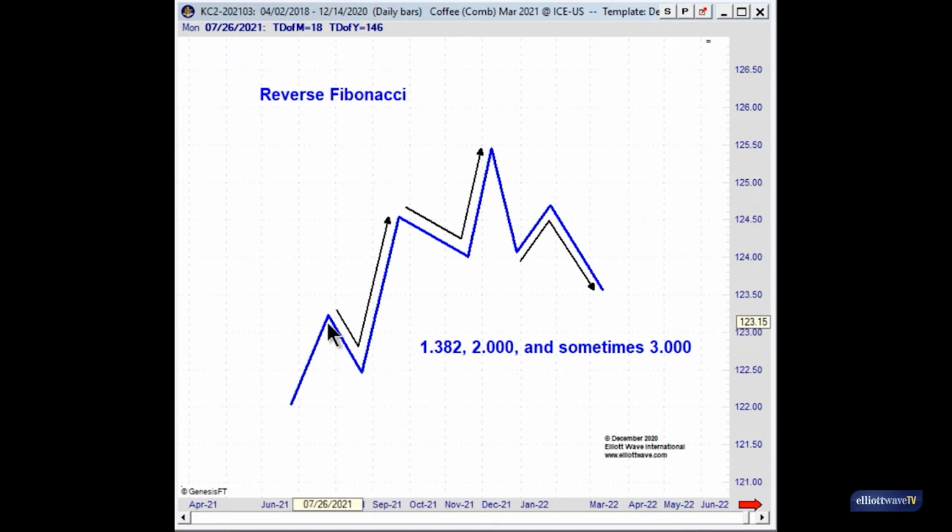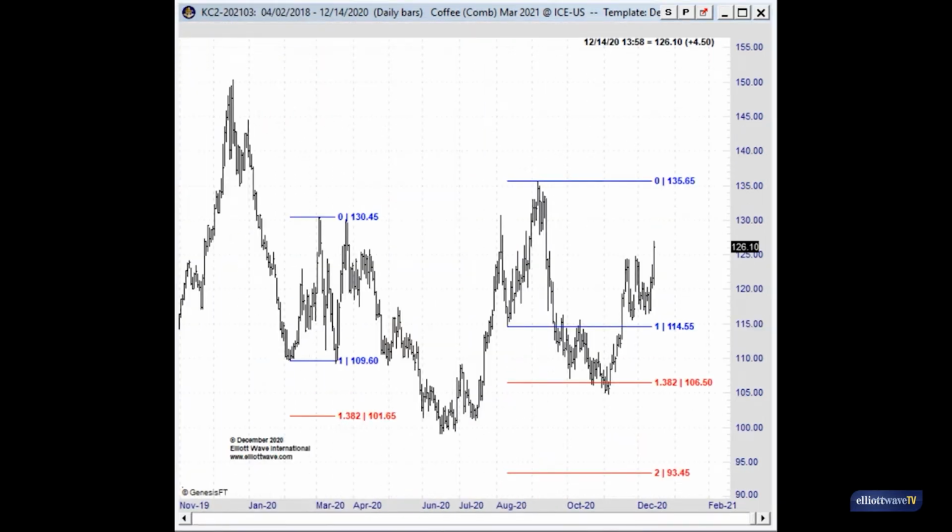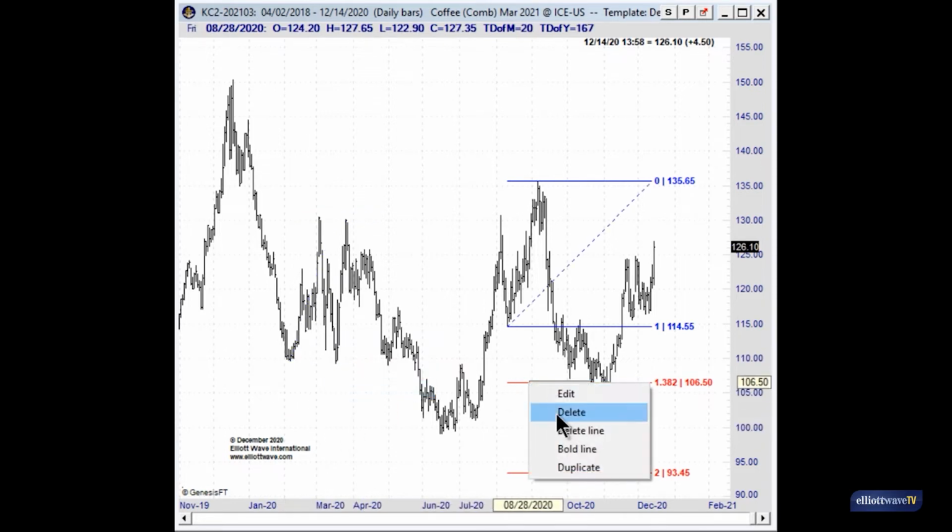So again, in this example, I'm using wave 2 as my multiplier for wave 3. I'm using the length of wave 4 as my multiplier for wave 5. And in the case over here, I'm using the length of wave B as my multiplier for the wave C decline. So I'll just show you a few examples of this. For example, in coffee. I really like coffee. As you know, I'm bullish on coffee. I've been for a while.